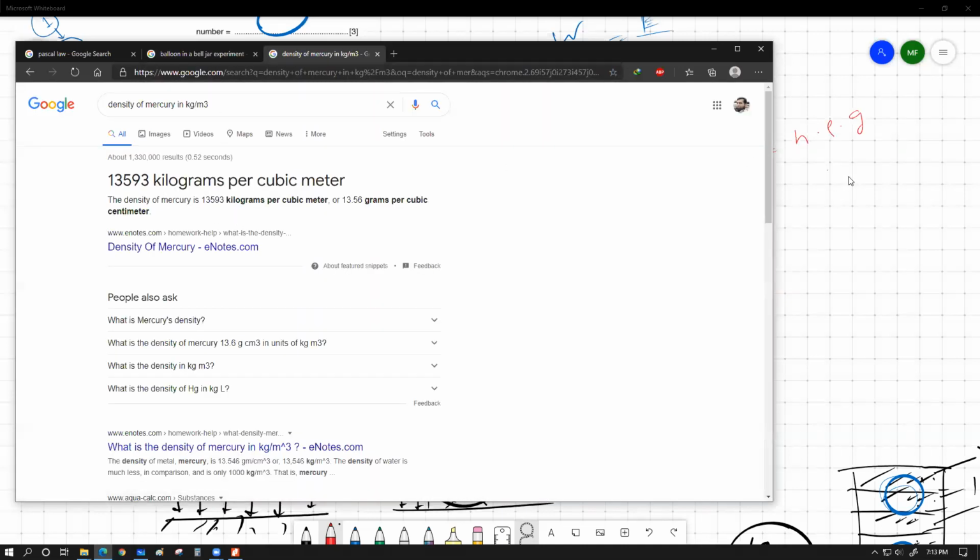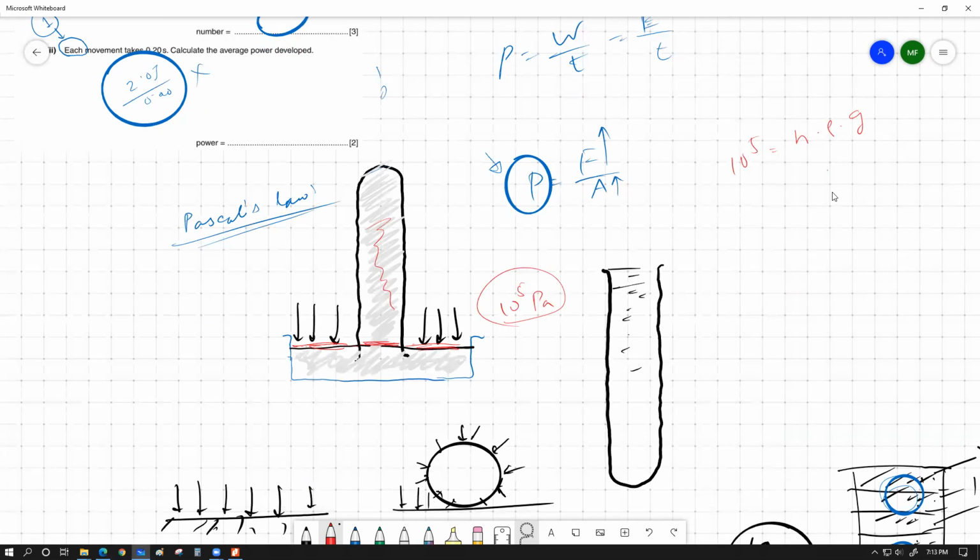Sorry, 13,593. So let's say 13,600, about that value. This is the density of the mercury. And if we place g over here, which is 10, and here we have 10 to the power 5, can someone do the calculation and tell me what would be the likely value of h using all of these numbers? Please do this calculation and give me a value to a few decimal places.